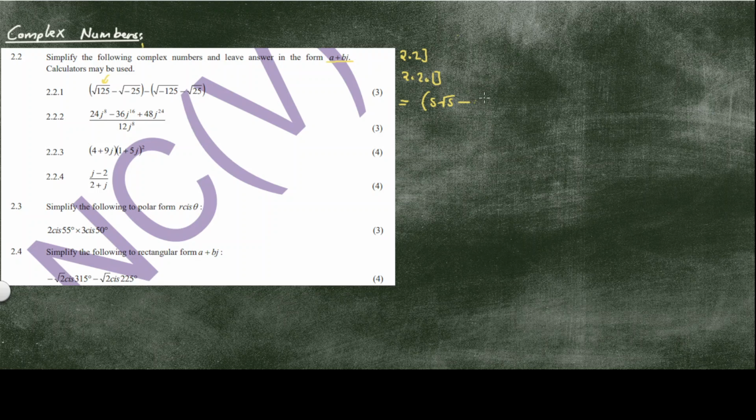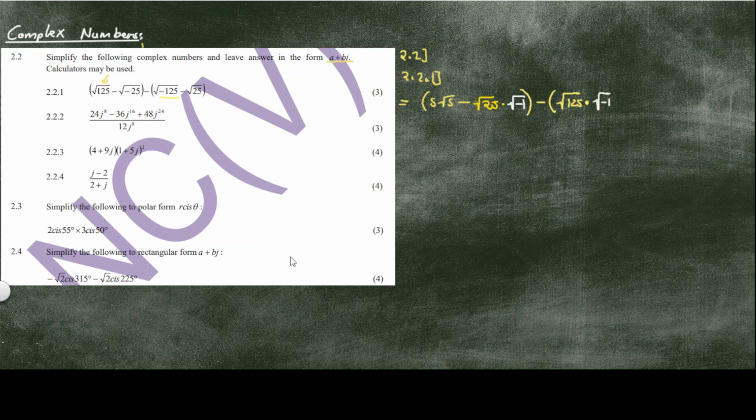But for this one, we're gonna say square root 25 multiplied by the square root of minus 1. So we separate minus 1 from the negative 25. Remember, show all the steps when you calculate. And then we do the same with the square root of minus 125. So it's going to be the square root of 125 multiplied by the square root of minus 1.